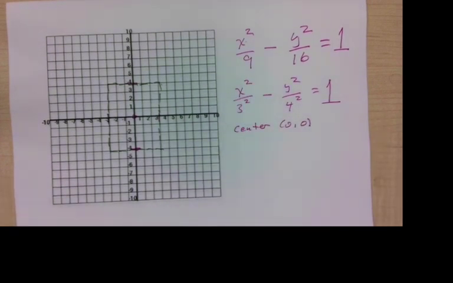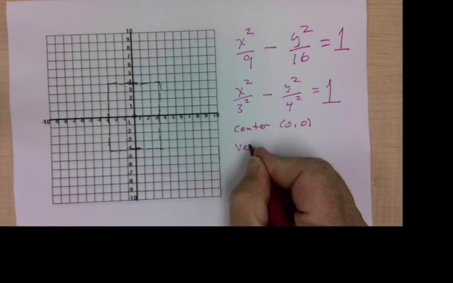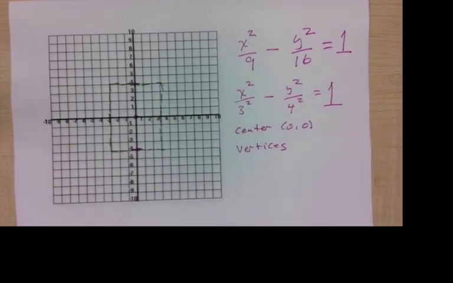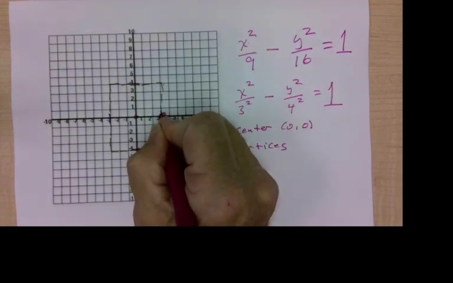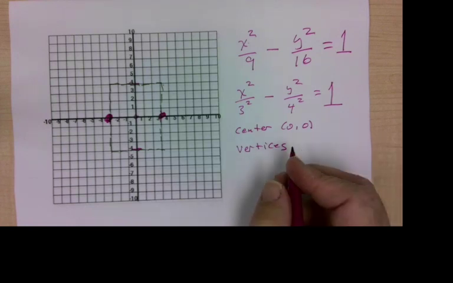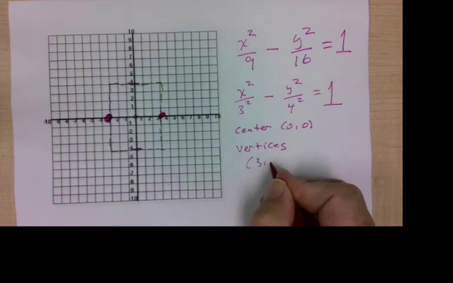So vertices will be on the horizontal part of this hyperbola. So I will have a vertex here and I will have a vertex here. So that is at 3, 0 and negative 3, 0.